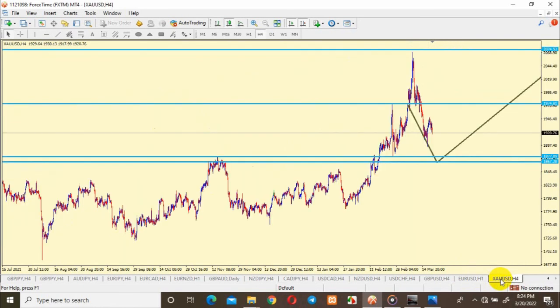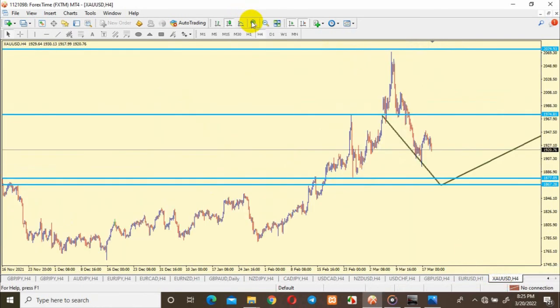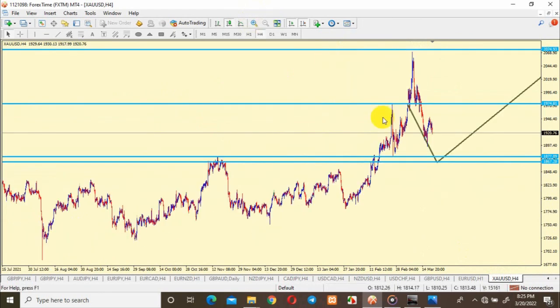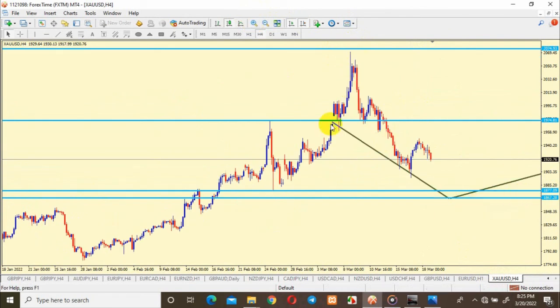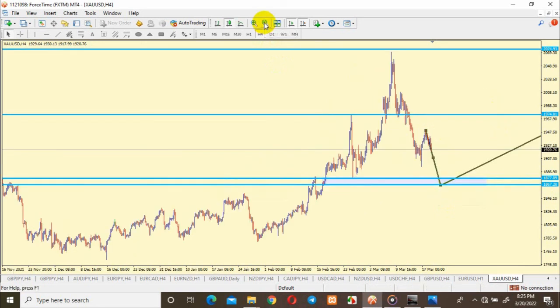For gold, sorry, I just discovered I didn't do anything on gold. Look at gold charts. I expected price to come down. So for gold, I'm expecting gold to drop in this zone. So if you are trading gold, for me, you take a sell trade, then target this zone, target 1977 and 1967. So that is what I have for this pair.